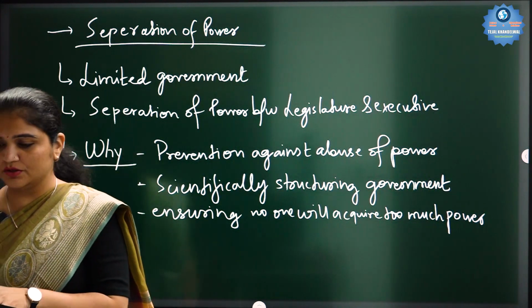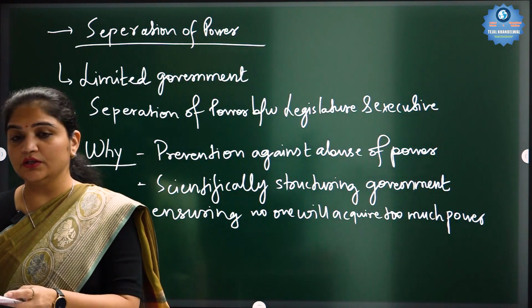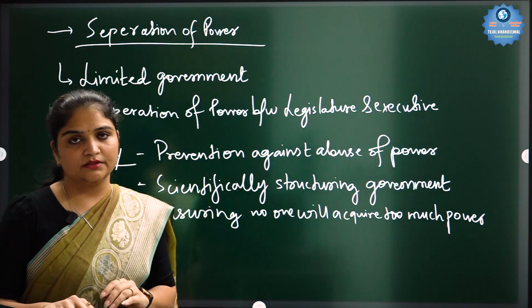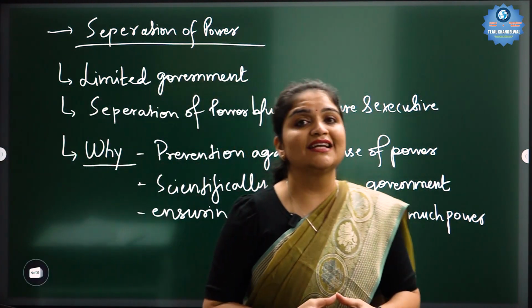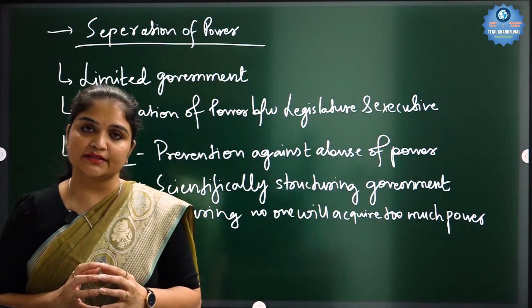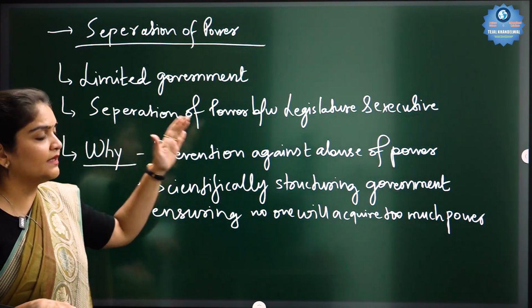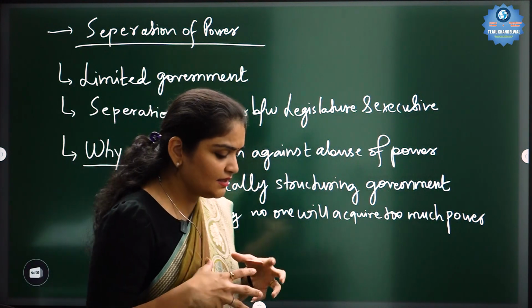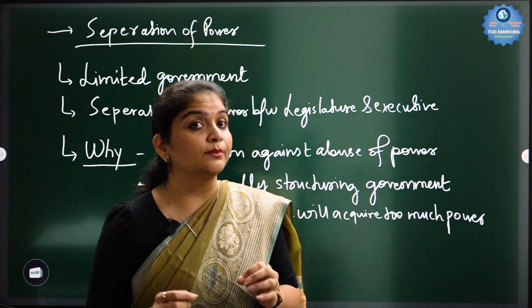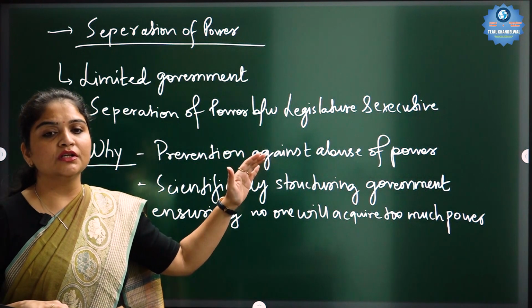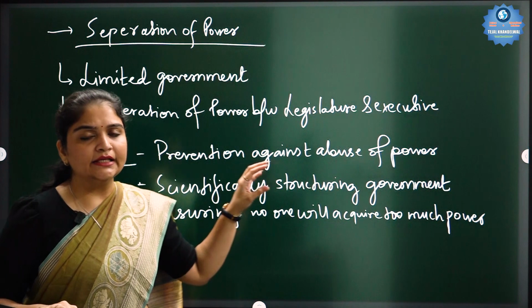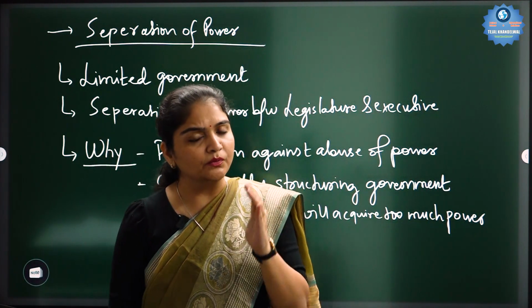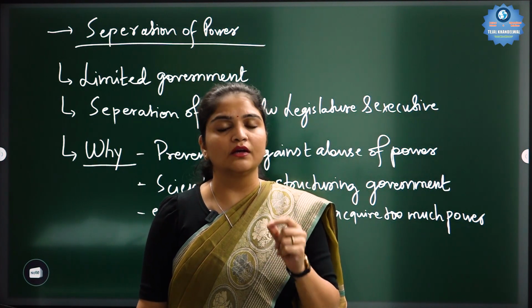Now, let's talk about his theory of separation of powers. Why is he justifying the theory of separation of powers? We need to understand that he establishes a limited government, right? And he says that government acts like a trustee. So, he does not establish an absolute sovereign or state as sovereign in that sense. Now, separation of power is there between the legislature and the executive. Why? Because he wants to create the governmental machinery in such a way that there is no possibility of abuse of power. So, he says it will act as a prevention against abuse of power. It will scientifically enable us to structure a government and ensure that no one will acquire too much power. So, when there is a separation between the legislature and executive, no single organ can acquire too much power.